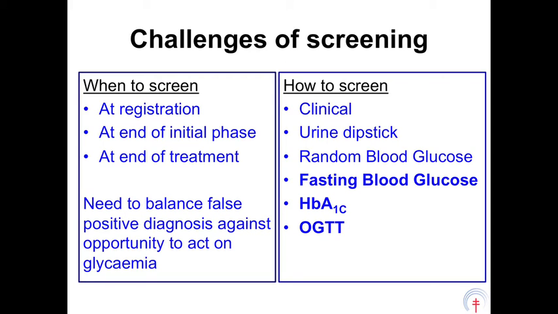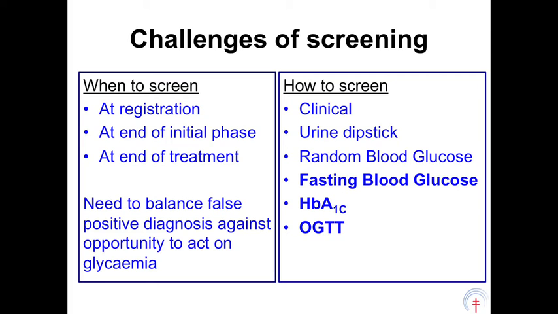However, challenges. So one of the challenges is when should we do the screening? Should we do it at the time of registration of TB patients, or do it at the end of the initial phase of TB treatment, or at the end of the continuation phase of TB treatment? And the issue here is that TB is a chronic infectious disease. It causes chronic inflammation. It puts stress on the system, and that stress raises blood sugar levels. So, of course, you can make a false positive diagnosis of diabetes.